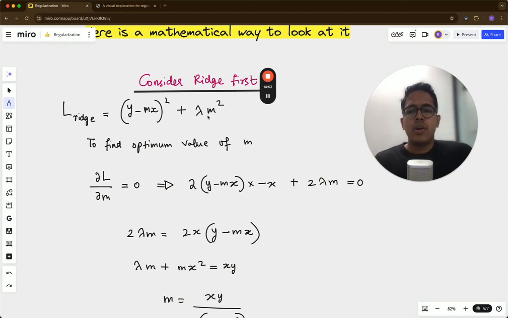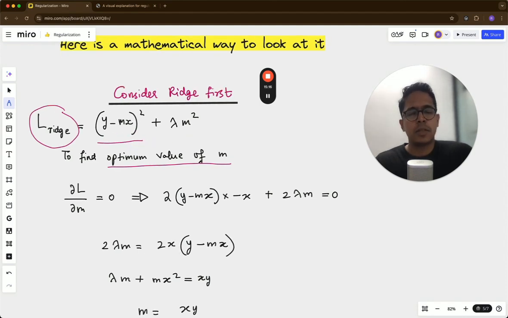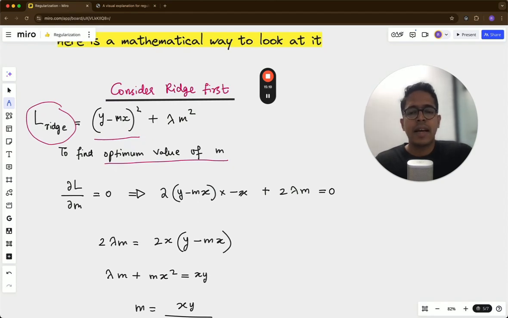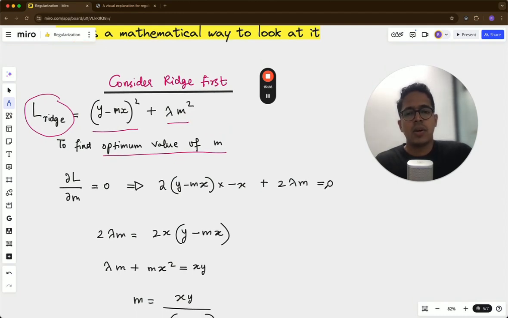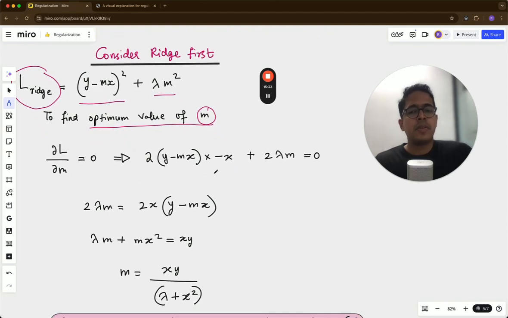Now, if I want to find the optimum value of m, which minimizes the loss here, then essentially what I'm trying to say is dou L by dou m equal to 0, where L is the ridge loss. And you can easily perform a derivative here. The derivative of the mean squared error term with respect to m is 2 times (y minus mx) times minus x. Then the derivative of the penalty term with respect to m is 2 lambda m. And you can set this to be 0. Now, the optimum value of m, we can extract out of this in terms of x, y, and lambda.